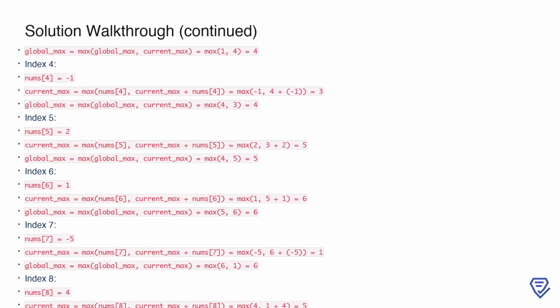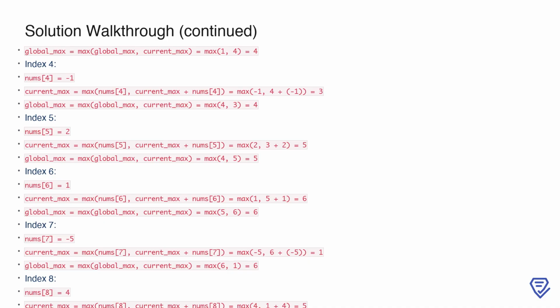Now at index 4, the value is -1. We calculate the maximum between -1 and the sum of current_max plus -1, which results in a current_max of 3. However, global_max remains unchanged at 4 since it is still greater than current_max. At index 5, the value is 2. Here, the maximum of 2 and the sum of current_max plus 2 is calculated, yielding a new current_max of 5. This updates global_max to 5, as it now exceeds the previous value.